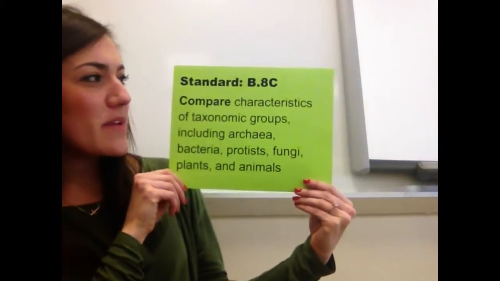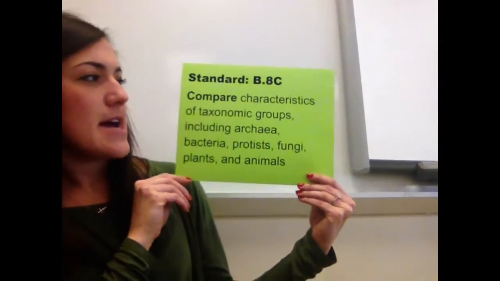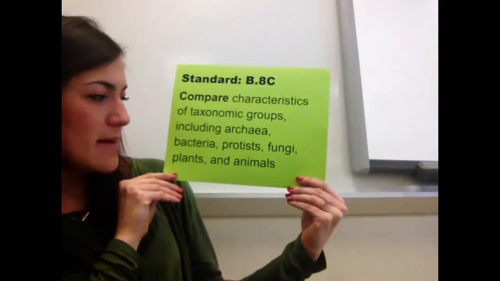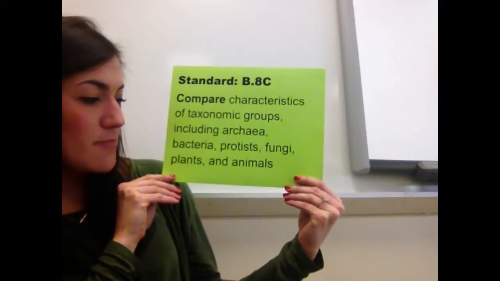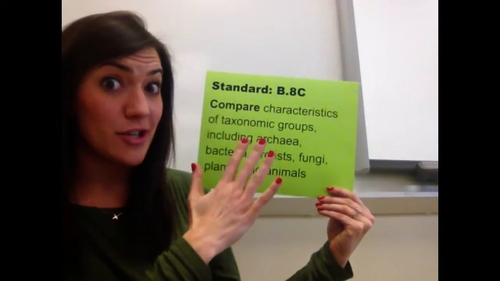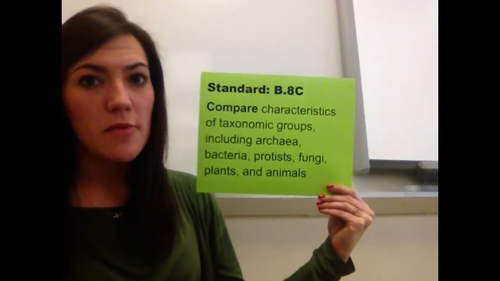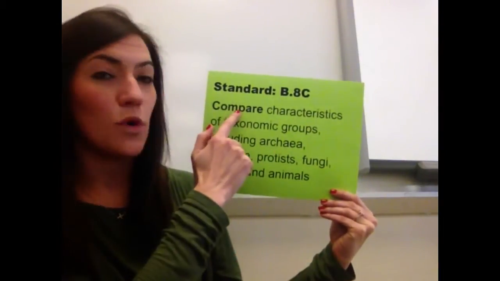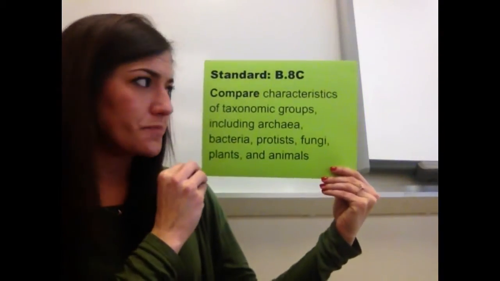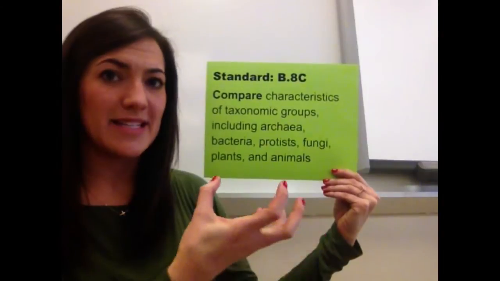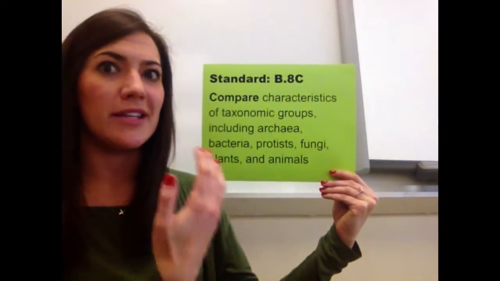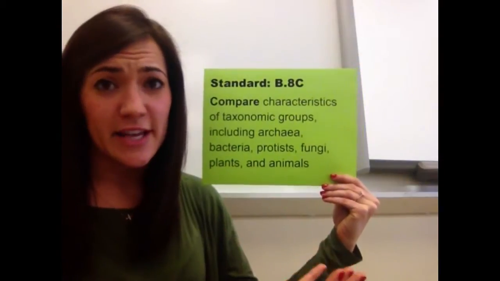So, we're working with standard B8C, and it says, compare characteristics of taxonomic groups, including archaea, bacteria, protists, fungi, plants, and animals. So, there is a lot to this standard, right? But the major thing I want to point out to you and have you focus on is this word compare. So what you're going to have to be able to do with this is look at an organism and decide what kingdom it belongs to based on a list of qualities or characteristics that you're given.